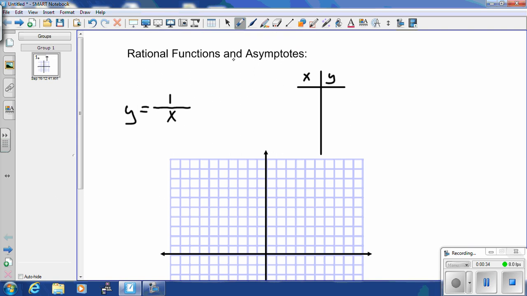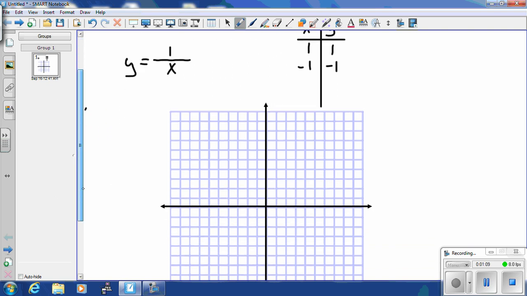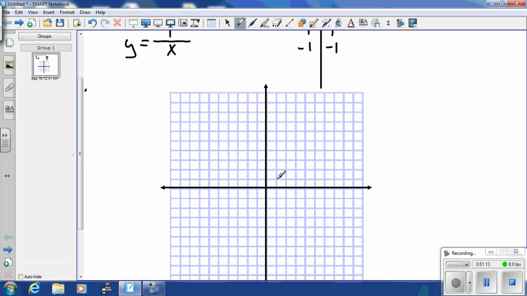So what we'll do to graph this thing, to give you an idea of what the graph is going to look like so that you understand it a little bit better, we'll look at some values. Say the x value of 1, or negative 1 for that matter. If x is 1, 1 divided by 1 is 1. And if x is negative 1, 1 divided by negative 1 will give me negative 1. So I can plot these 2 points. Those are really the only 2 very nice points on here.